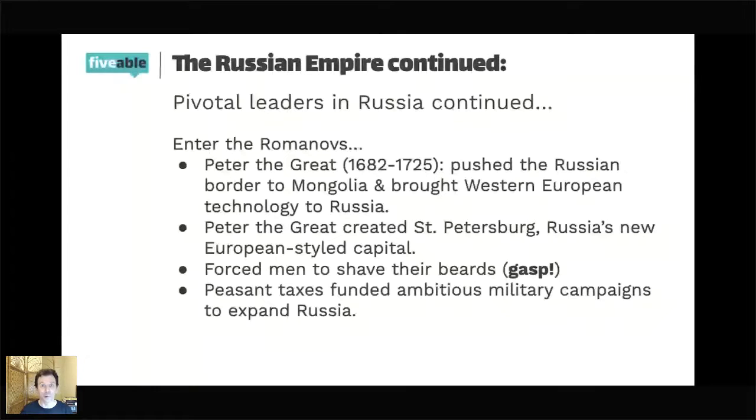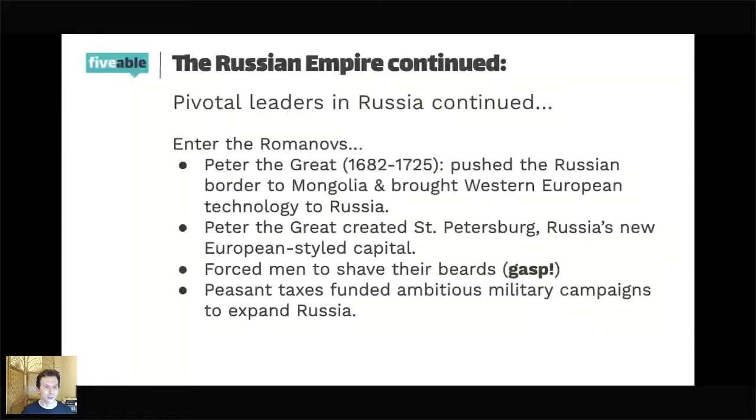Now, pivotal leaders in Russia, it continues. Now we enter the Romanovs. Remember, the Romanovs, we're going to take this all the way to the Russian Revolution in 1917, but that's a whole different presentation, so we'll get that later. Enter the Romanovs in Russia. So these are Moscow-based. Peter the Great, 1682 to 1725.